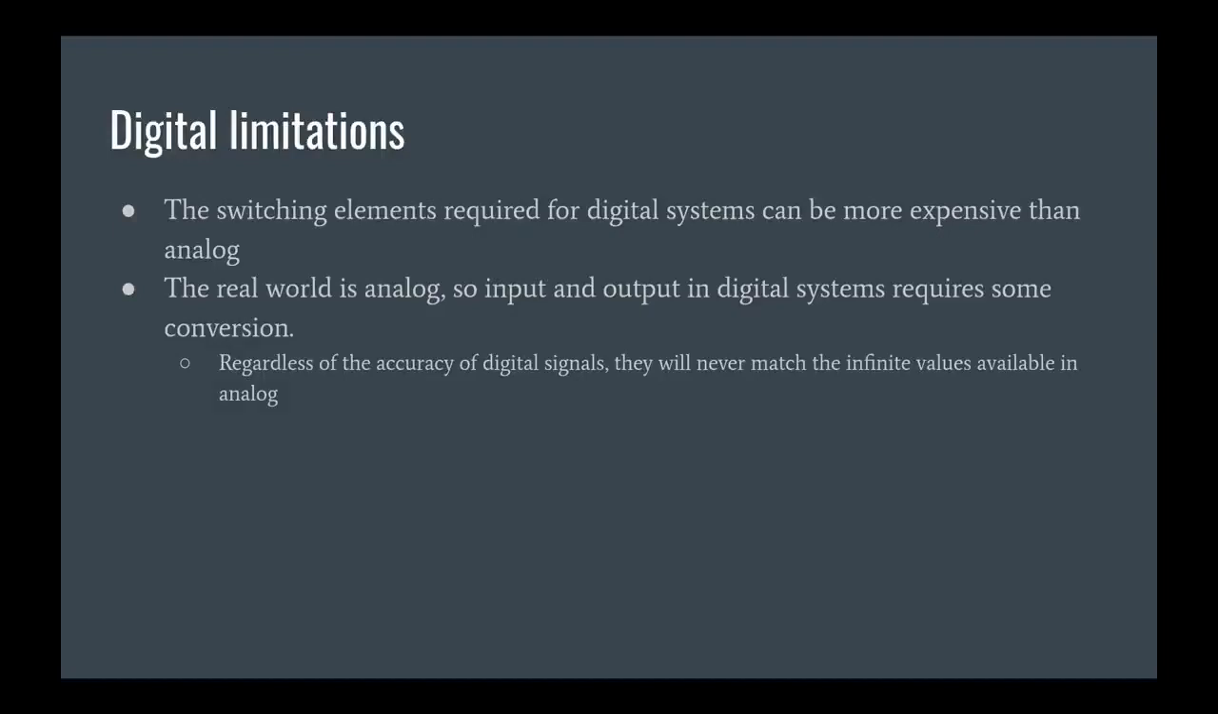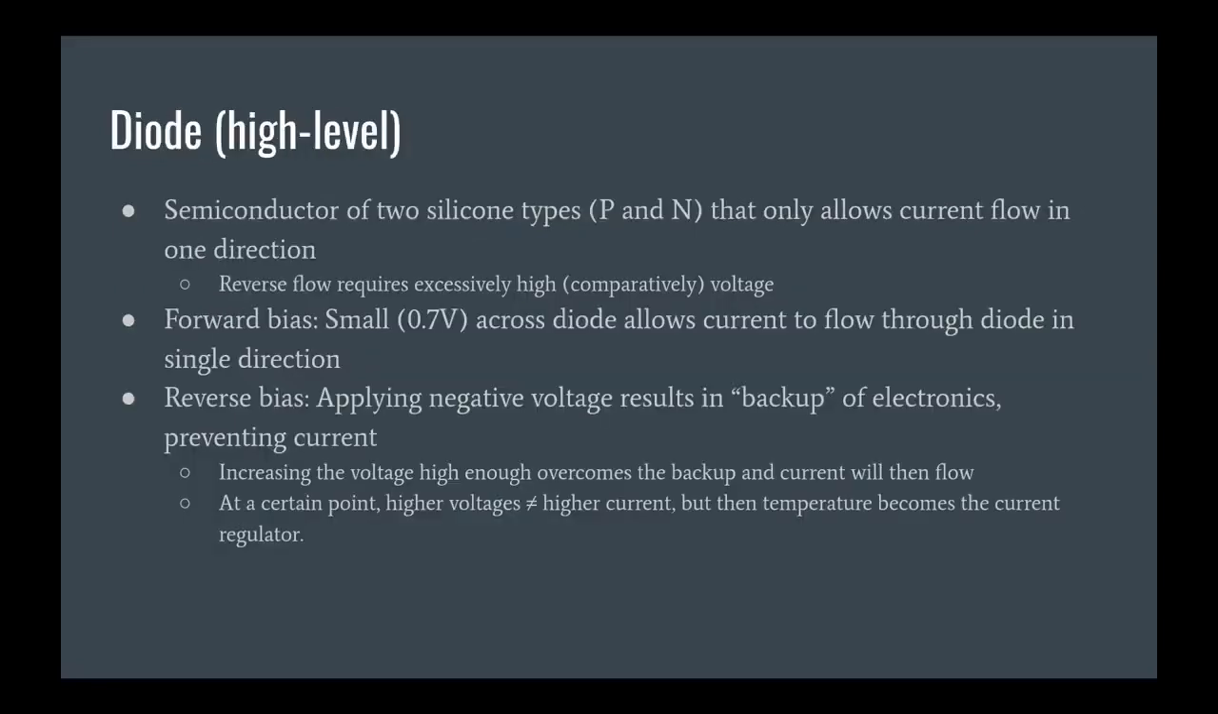As I said, the real world is analog, so your input and output systems of digital systems require some conversion. And no matter how accurate your digital signal is, no matter how fast your sampling rate is, you're never going to get the true infinite values that an analog signal will give you. So, we're going to talk about some of the components that are used in digital systems, just so you have an understanding of what's going on in your computer.